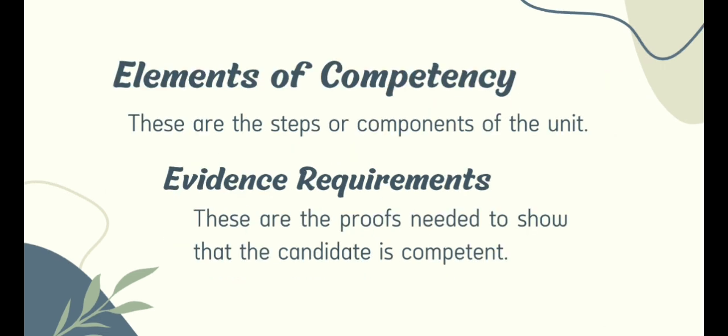Next is elements of competency. So these are the steps or components of the unit. So this is the steps that make up the unit of competency. For example, prepare ingredients such as washing, cutting, measuring. So of course, kada steps ay dapat matapos at magawa ng tama to complete the task.